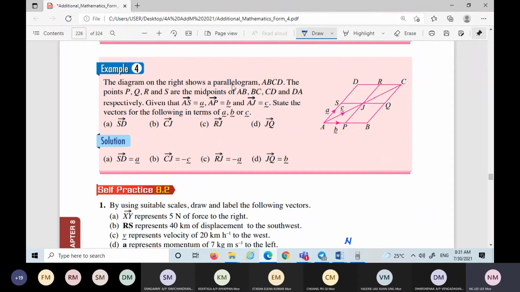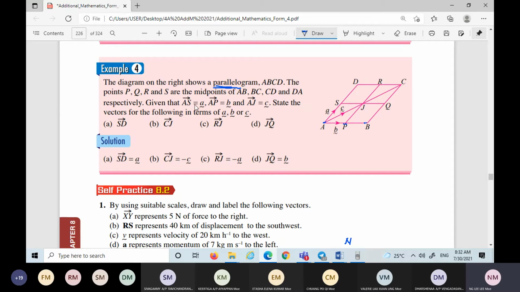The diagram on the right shows a parallelogram. When you have a parallelogram, parallel means they will have the same directions. A, B, C, D. The points P, Q, R, S are the midpoints of the sides respectively. Midpoint means they will have the same distance. P is the midpoint of AB, which means AP has the same distance as PB. The rest are also the same thing.